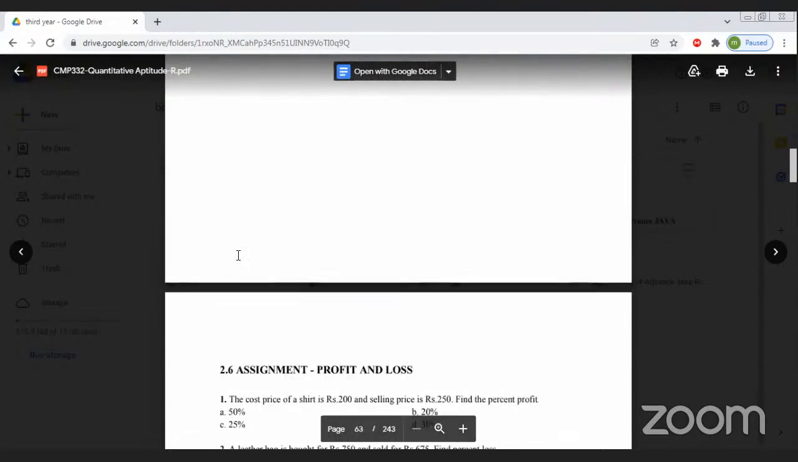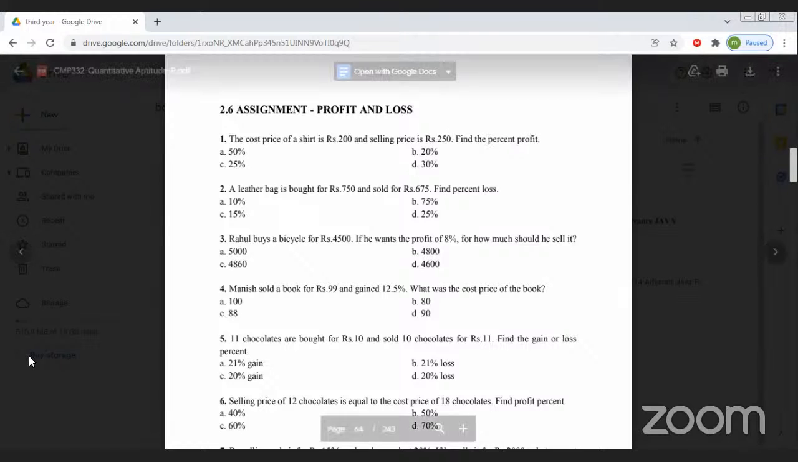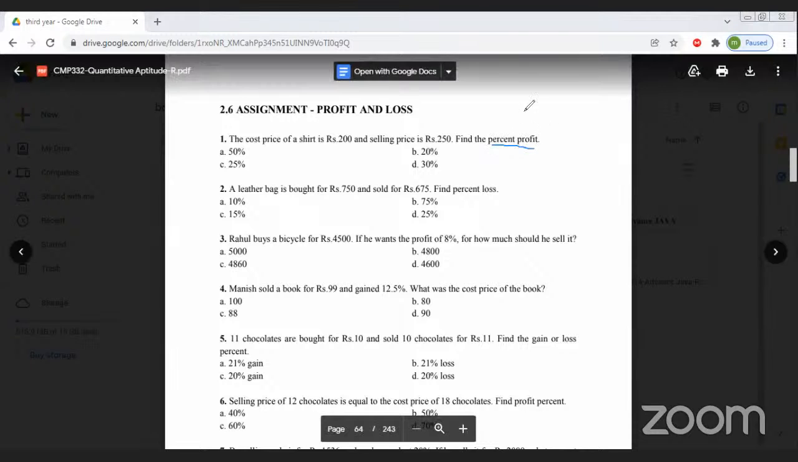Let's take an example from your assignment. The cost price of a shirt is rupees 200 and the selling price is 250. What is the percent profit? See, earlier they were asking about profit, but here they are asking to find percent profit. So it is nothing but profit upon cost price into 100.